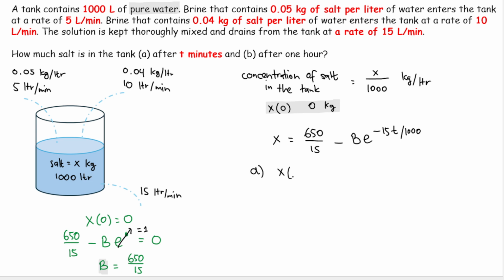Okay, cleaning this up and plugging in the b, we will get the answer of question A. x of t here is equal to 650 over 15, and then minus 650 over 15, and then e to the minus 15t over 1000. I think you can simplify this, but I will leave it as is.